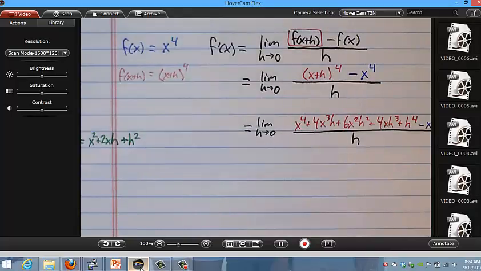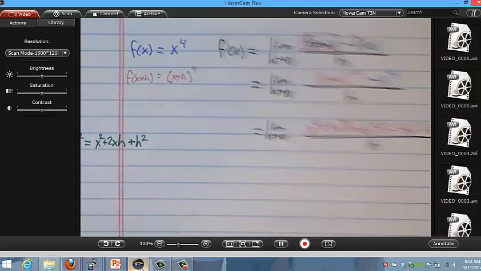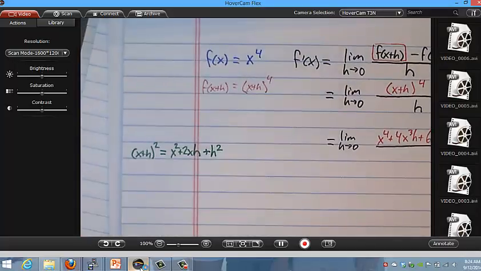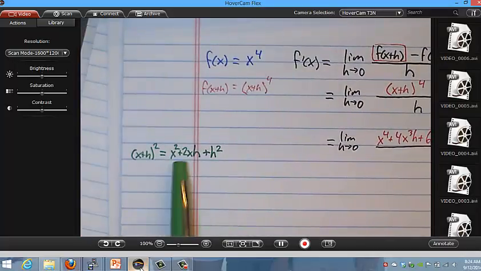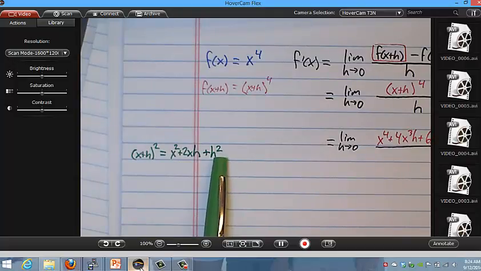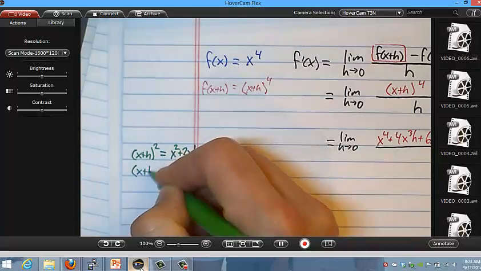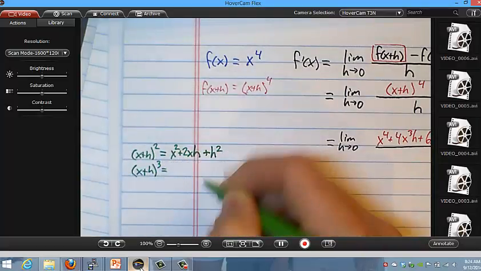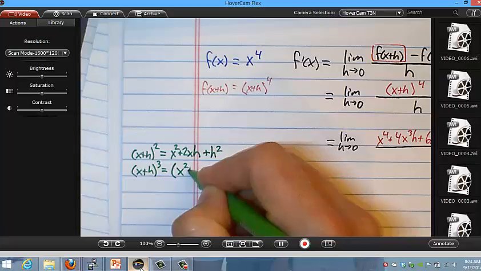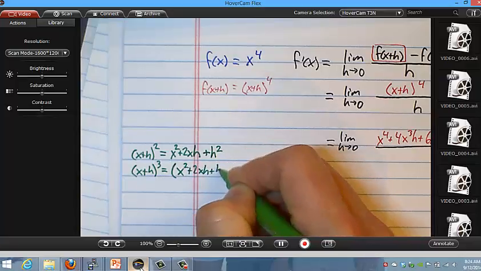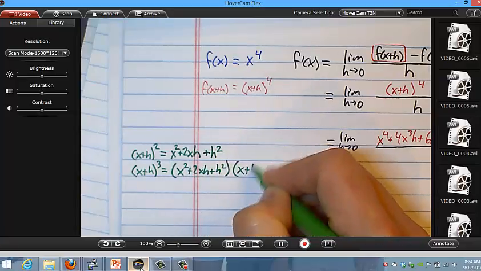Matter of fact, if I want to know what x plus h to the 4th is, all you have to do is take this trinomial, multiply it by itself, right? You'd be done. But that's a lot of work. You'd have 9 multiplications to do and then combine like terms. Let's just do this one, x plus h cubed. What's that mean? It means take x squared plus 2xh plus h squared times another x plus h. Right, guys?